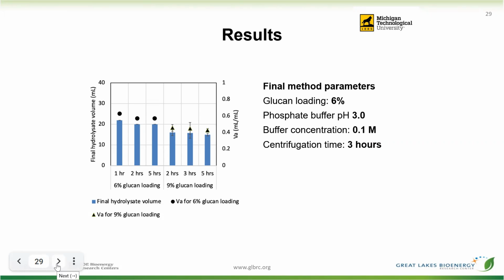The final process parameters are 6% glucan loading with a phosphate buffer pH at 3.0, the buffer concentration was 0.1 molar, and the centrifugation time was taken to be 3 hours.